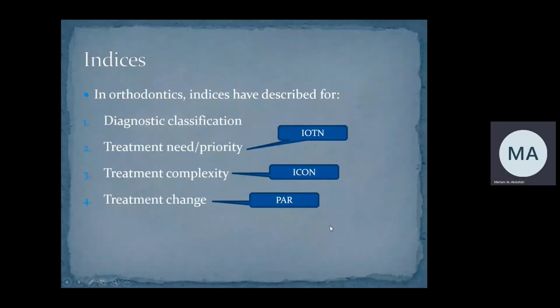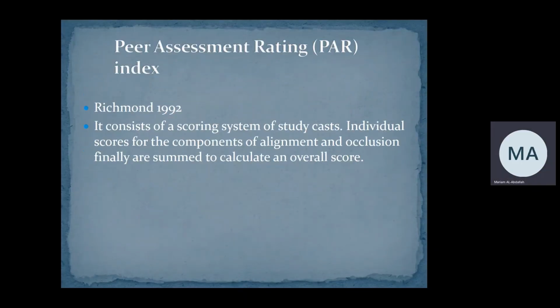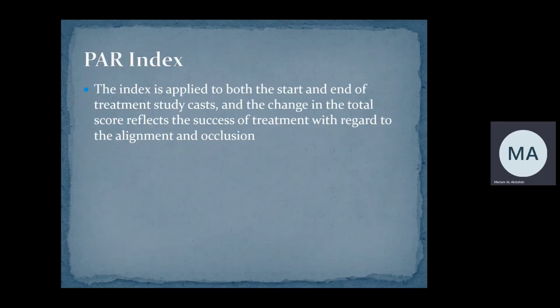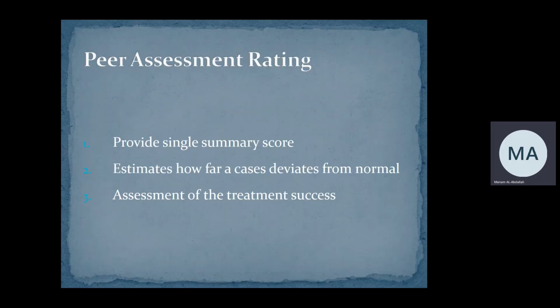So we're going to talk about another index, and that is the PAR index. PAR index stands for Peer Assessment Rating. And this index looks at the changes that result from the treatment and how successful the treatment was. Usually it relies on study models that are taken before the treatment compared to those taken at the end of the treatment. Then certain measurements are made, and then we get at the end a certain score.